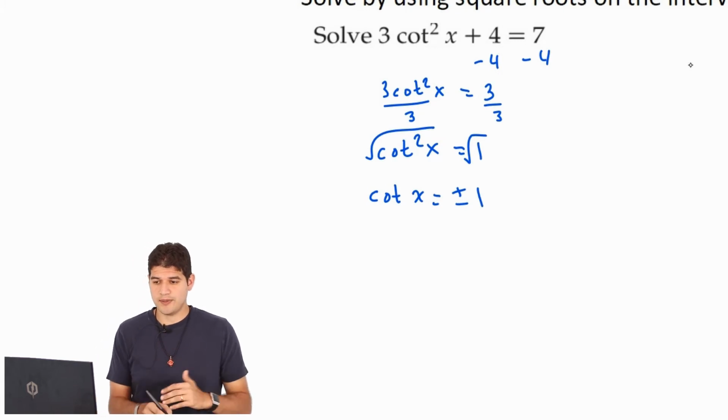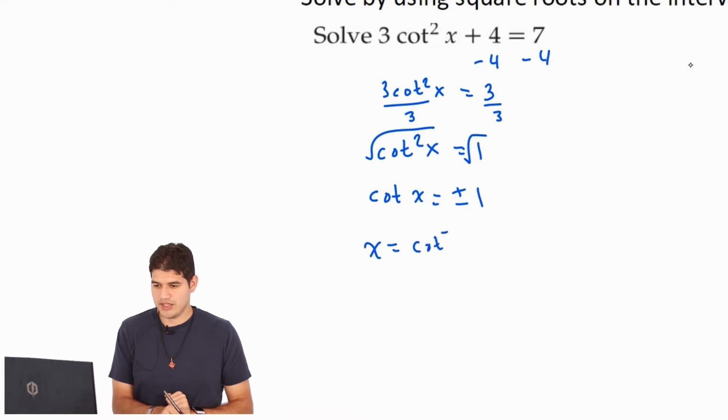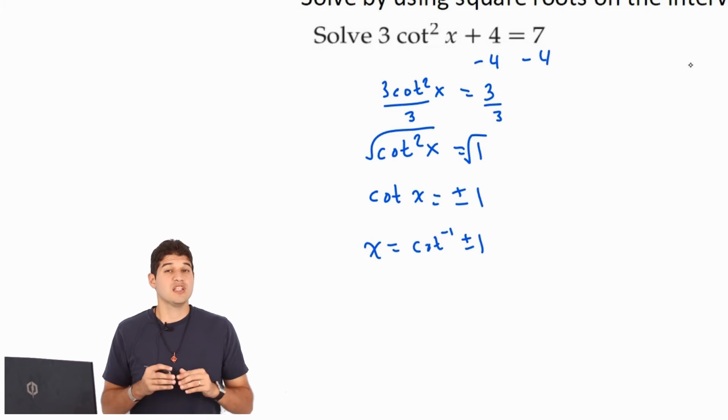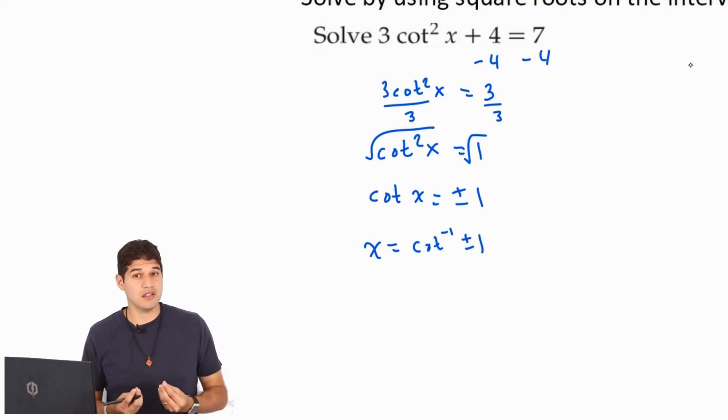So let's look at this now. We're going to want to take the inverse cotangent function of both sides. So x is going to be equal to the inverse cotangent of positive and negative 1. So we need to solve for all of those.